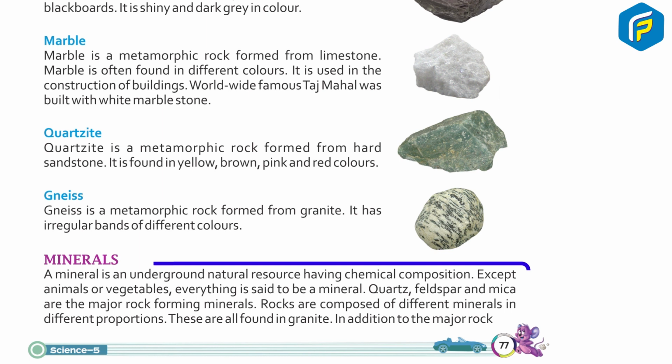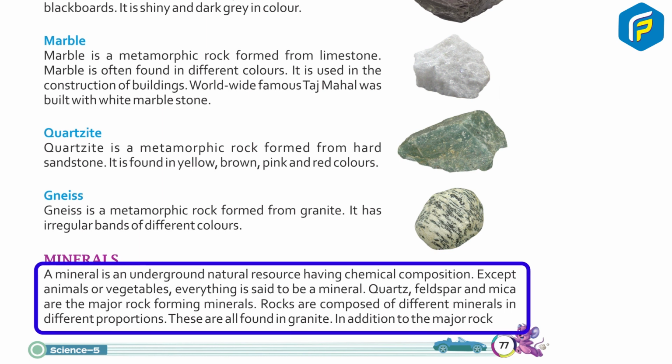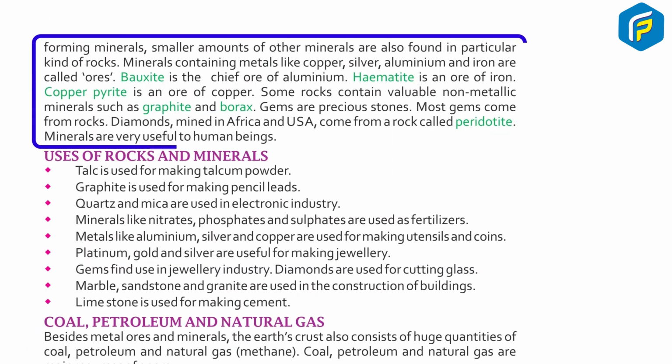Minerals. A mineral is an underground natural resource having a chemical composition. Except animals or vegetables, everything is said to be a mineral. Quartz, feldspar, and mica are the major rock-forming minerals. Rocks are composed of different minerals in different proportions. These are all found in rocks like granite. In addition to the major rock-forming minerals, smaller amounts of other minerals are also found in particular kinds of rock.